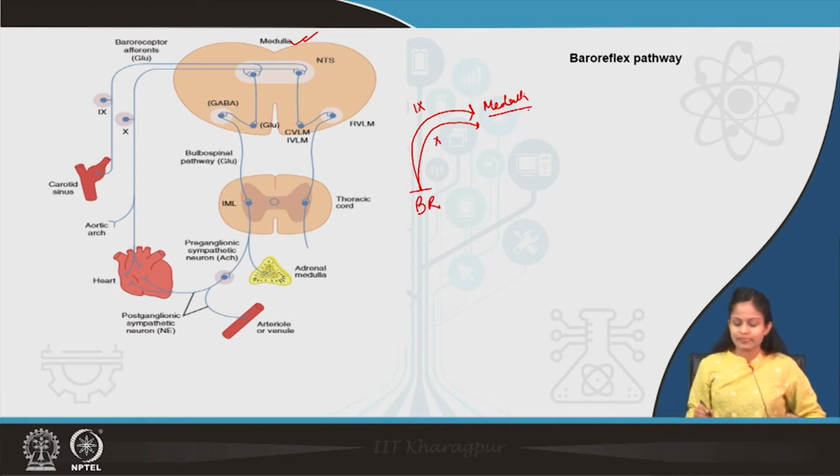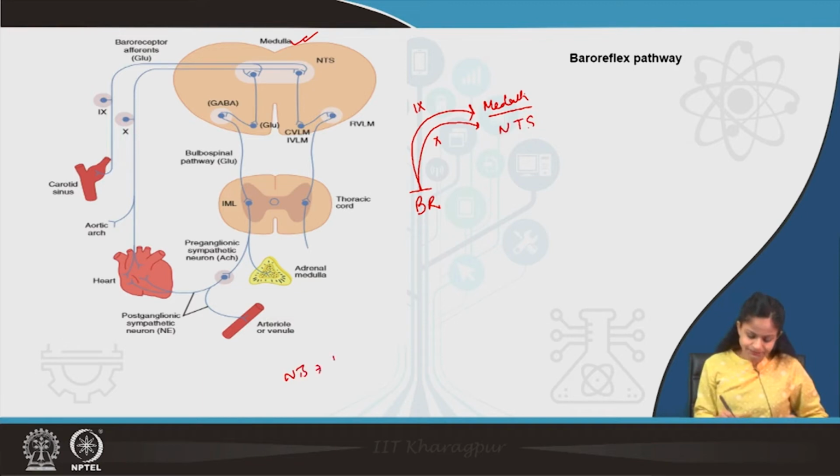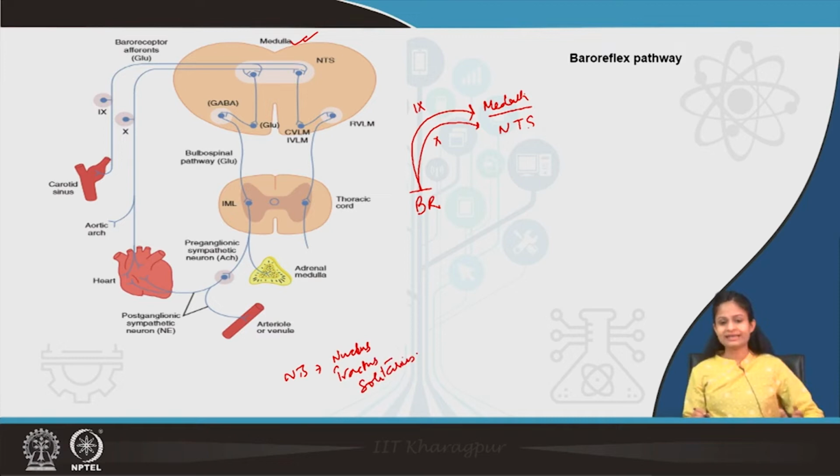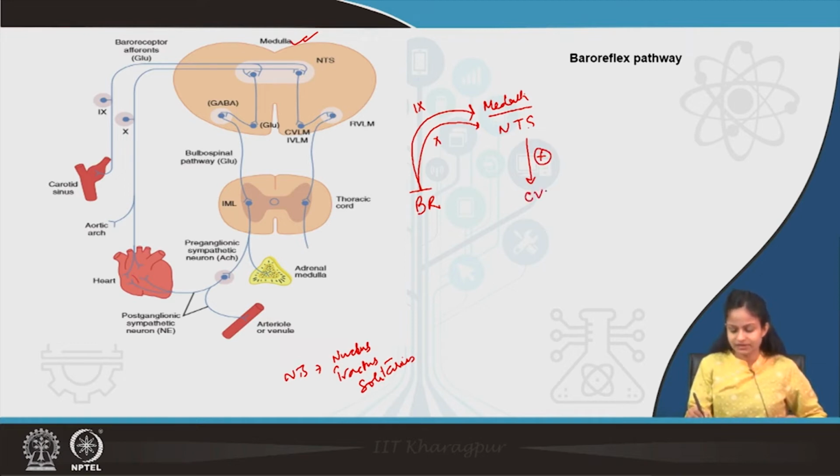Now, in the medulla we have the nucleus tractus solitarius. This NTS stands for nucleus tractus solitarius, which acts like a relay center. So, this nucleus tractus solitarius will give positive input or glutaminergic fibers to the vasomotor centers. One of the vasomotor centers is CVLM. CVLM is caudoventrolateral medulla. This is nothing but the depressor area. So, the caudoventrolateral medulla is the depressor area actually.